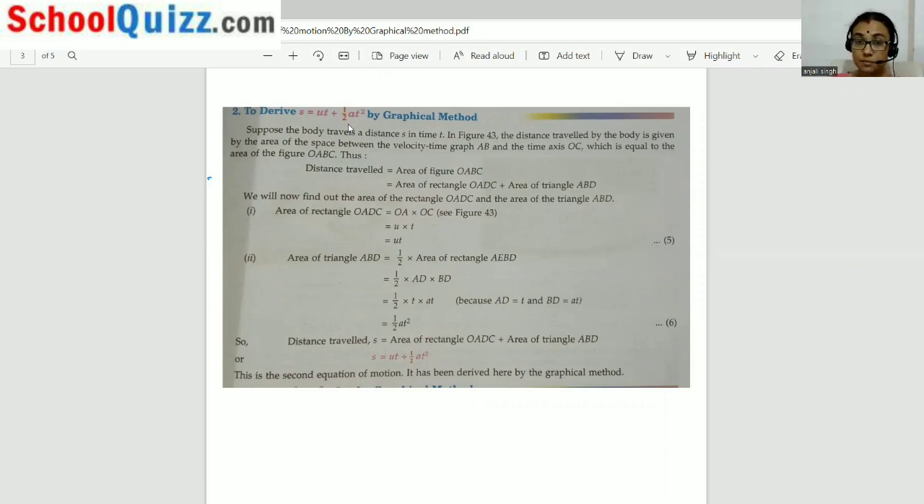Firstly, you have to make the graph. And suppose in exam, the question is asking about the second equation of motion, even then you have to draw the graph. If they ask only the third equation of motion, then also you have to draw the graph.